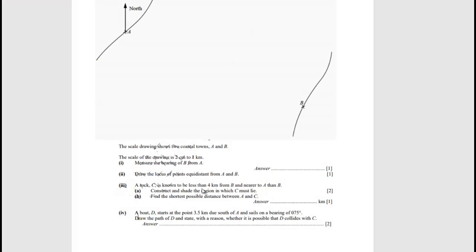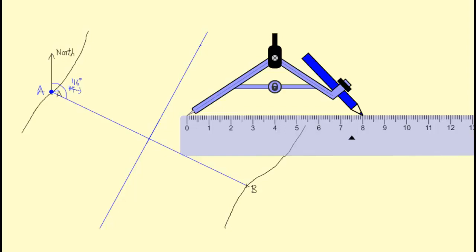A rock C is known to be less than 4 km from B and nearer to A than B. So 4 km from B is a circle. It's an 8 cm circle.